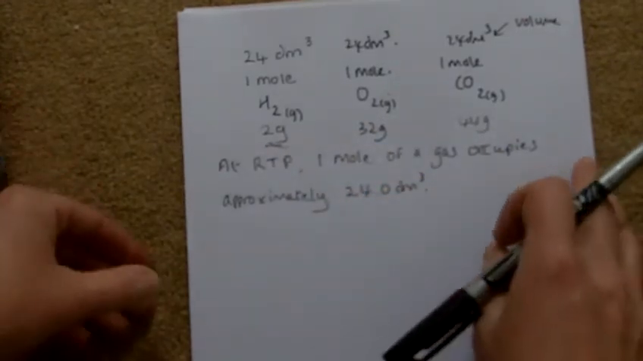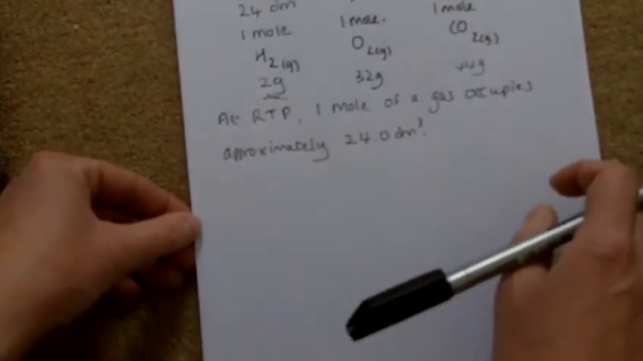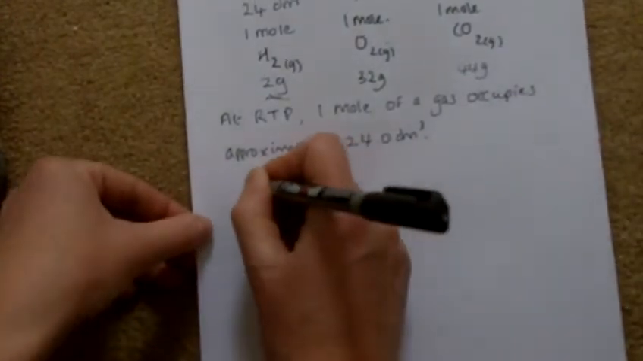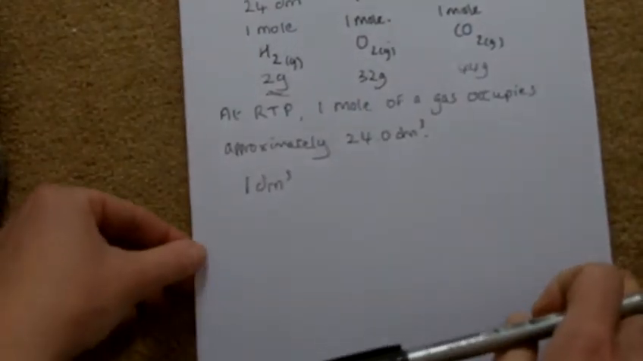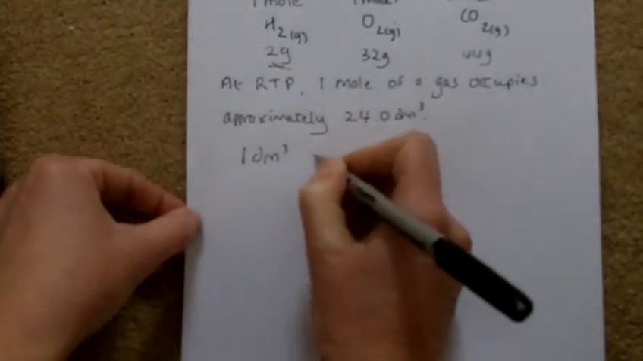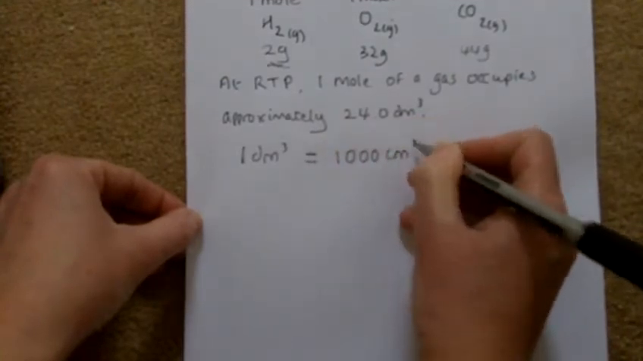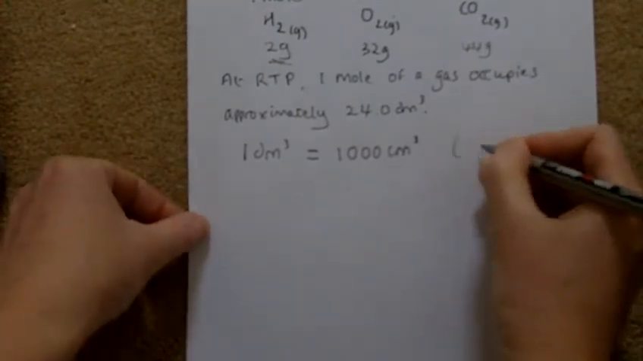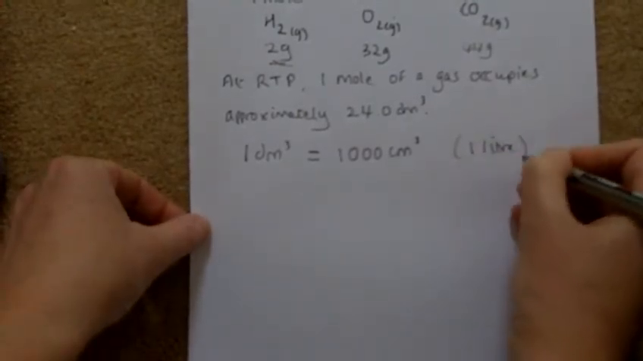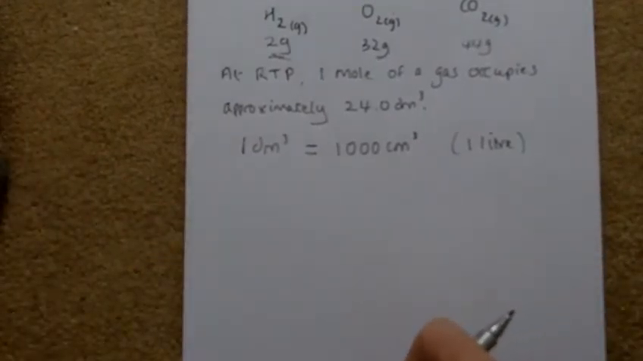Now this volume is in decimeters cubed, but what does that actually mean? What does a decimeter cubed look like? So 1 decimeter cubed is the same as 1,000 centimeters cubed, which in the old units we used to use was a liter. But what does 1,000 centimeters cubed look like?